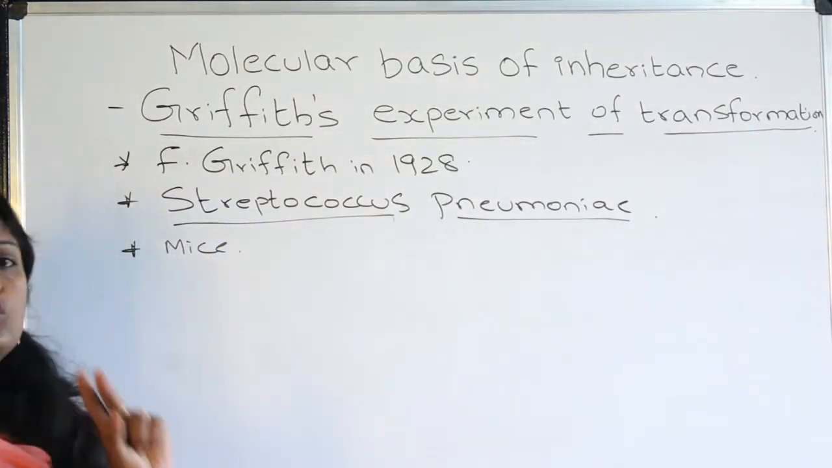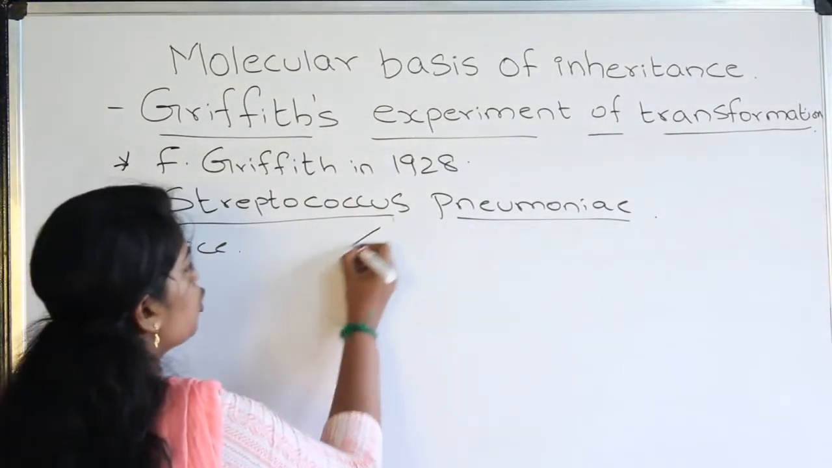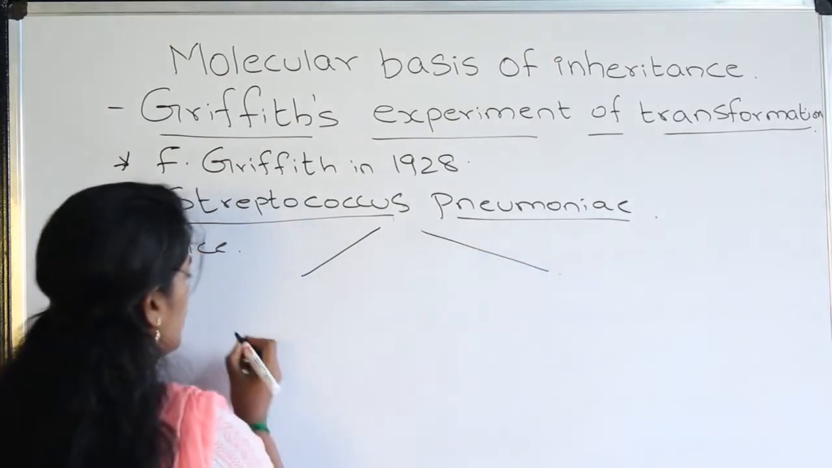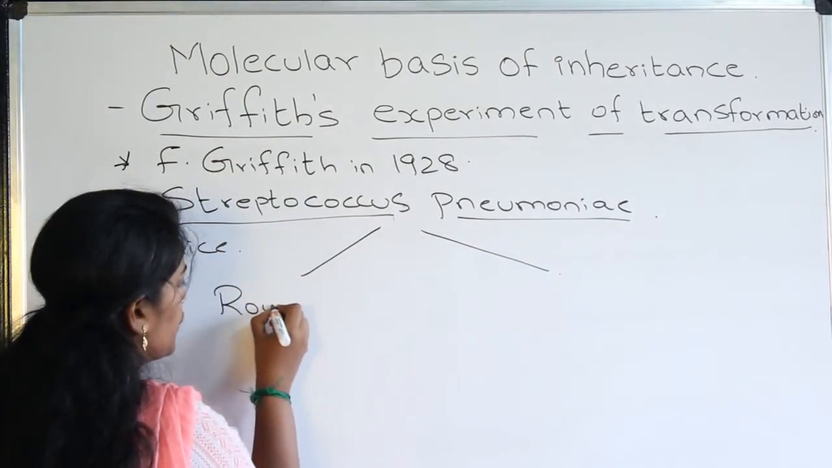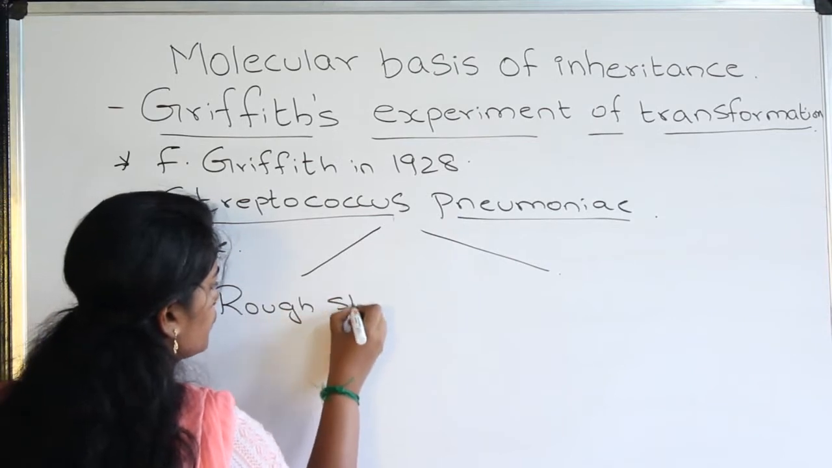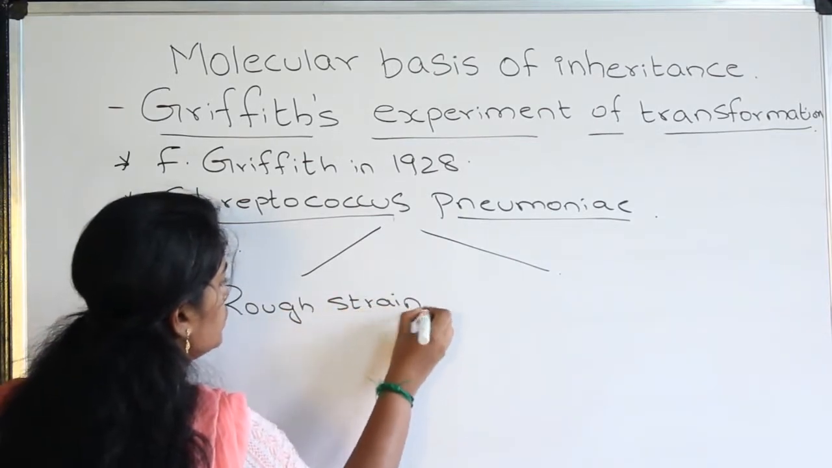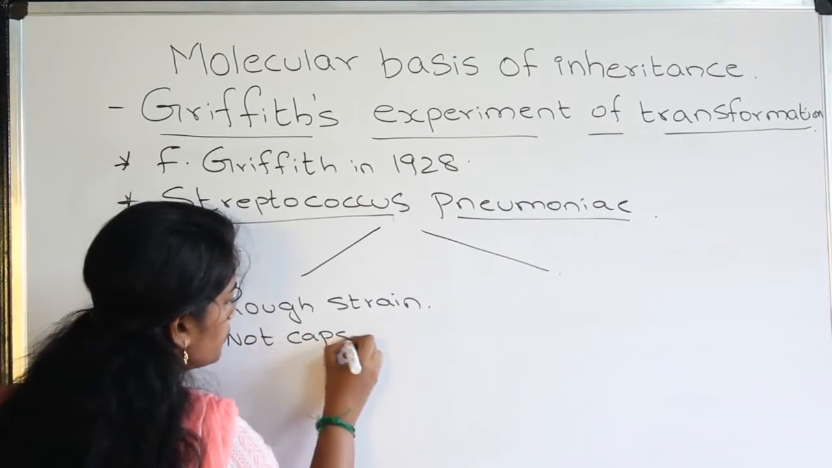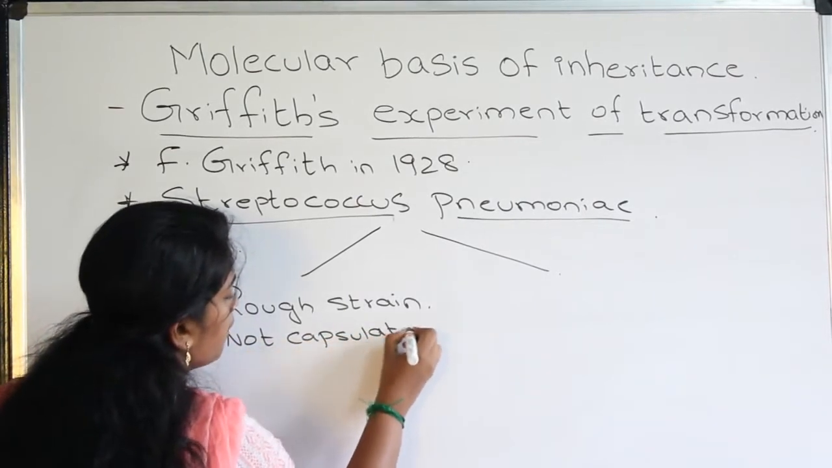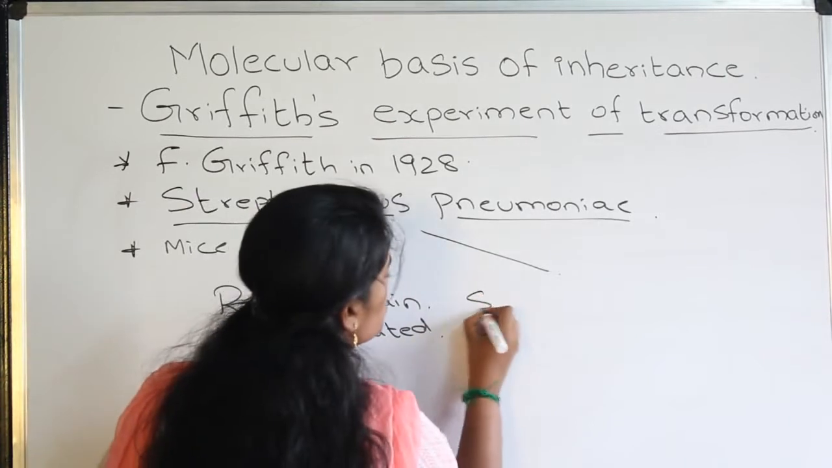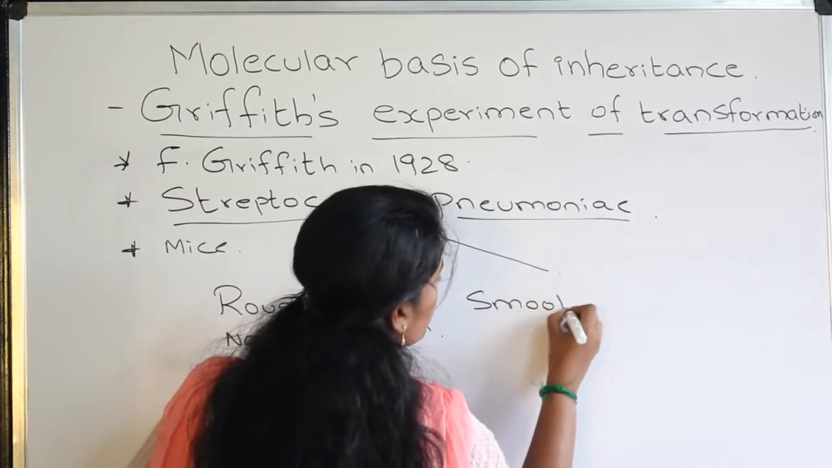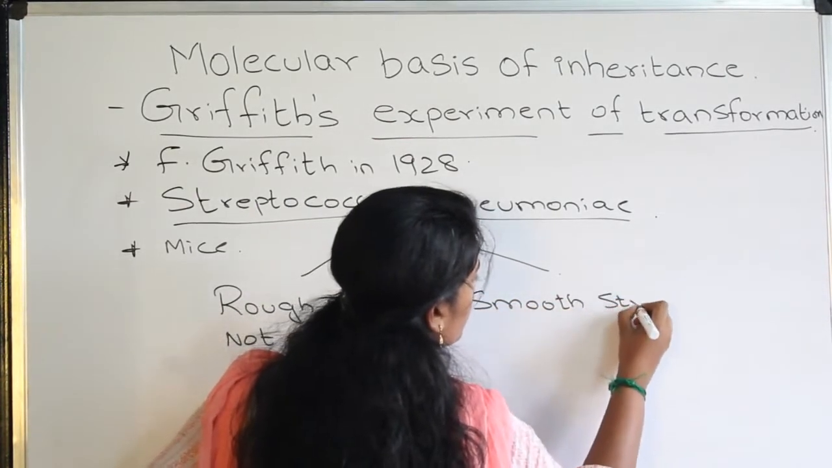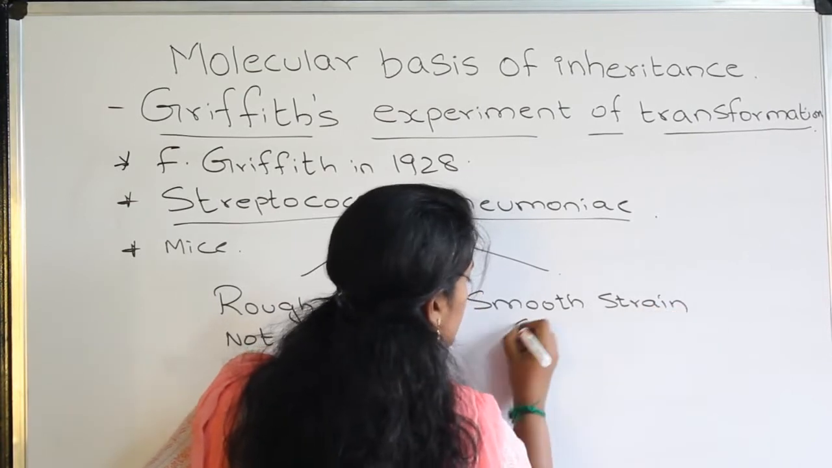So, we have two strains of the Streptococcus pneumoniae. One is the rough strain, which was not capsulated. The other strain was the smooth strain, which was capsulated.